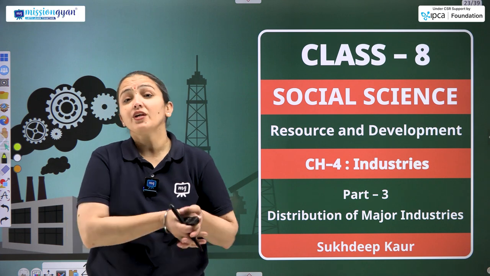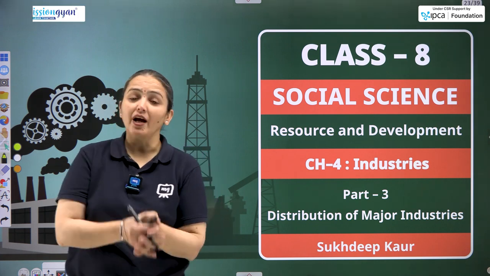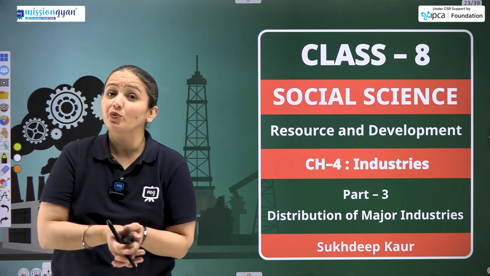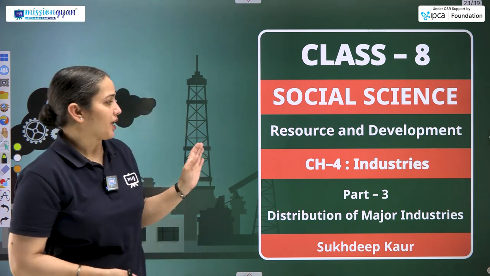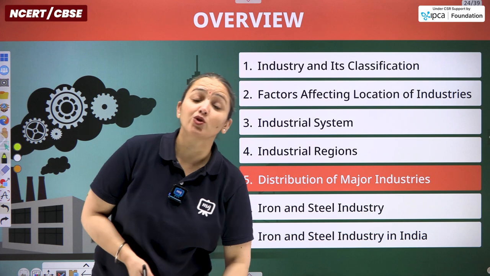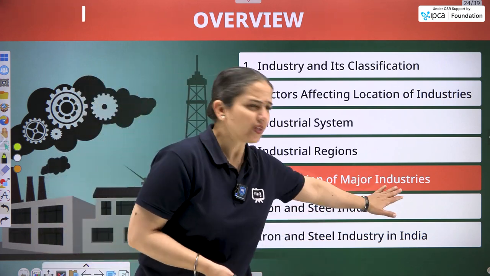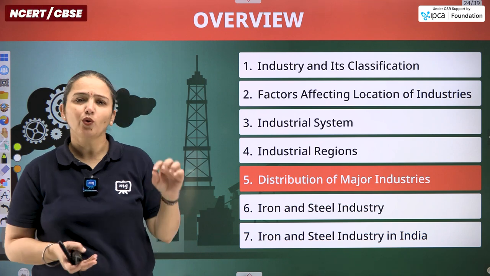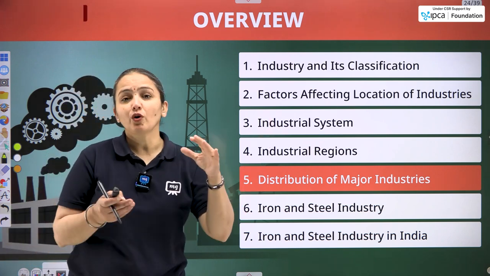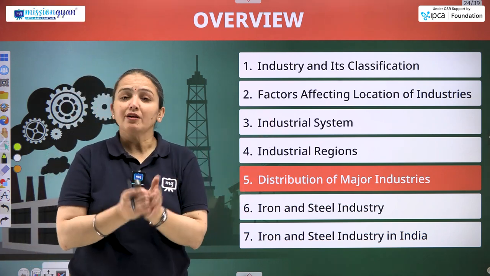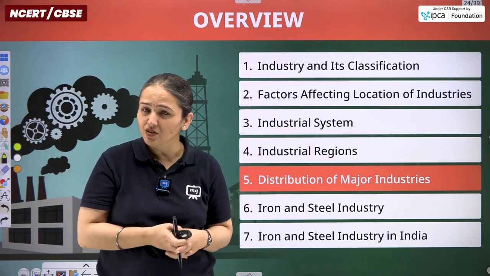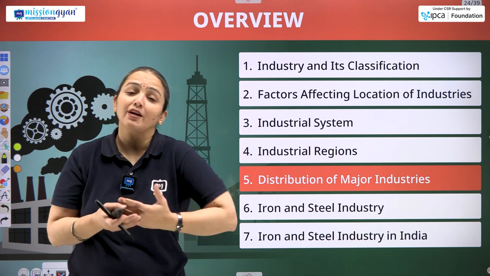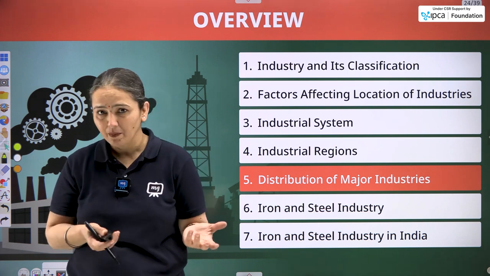We have started chapter number 4 already, and we are going to continue this chapter in today's class, but with a new topic. Today's topic is about the distribution of major industrial regions along with the industries themselves, because collectively industries do establish, not one in a few kilometers. We have already discussed that the closer the industries are established, the more it helps them share the resources or the factors that affect the location of any industry.